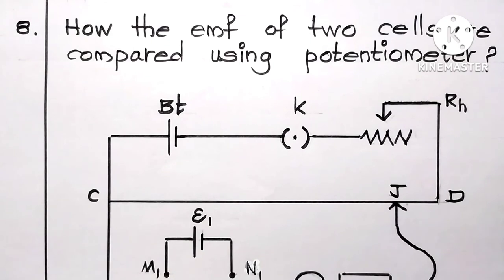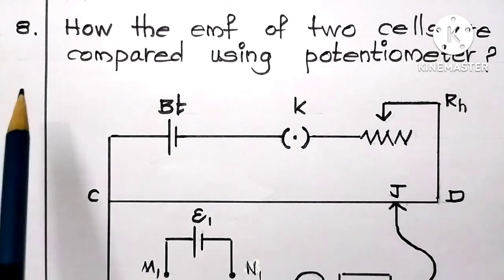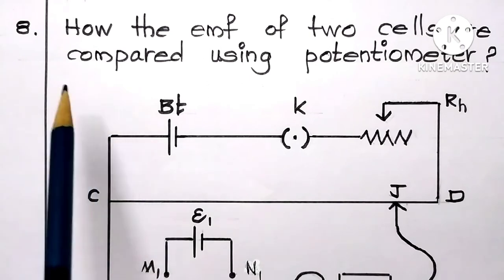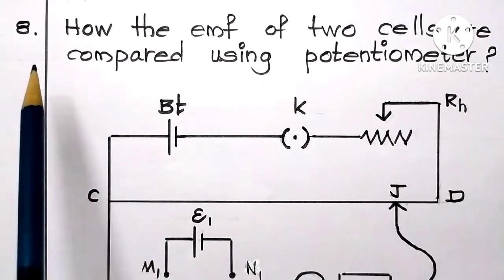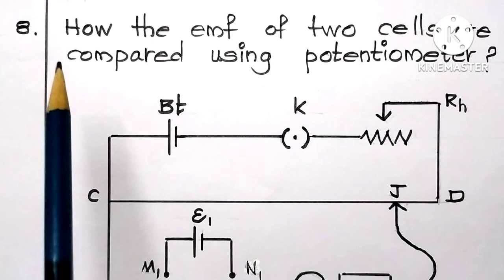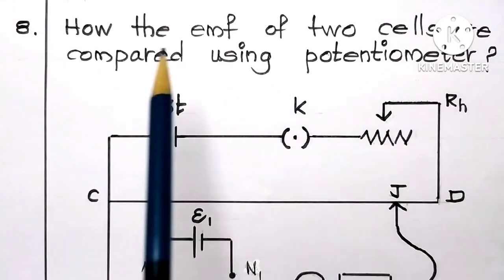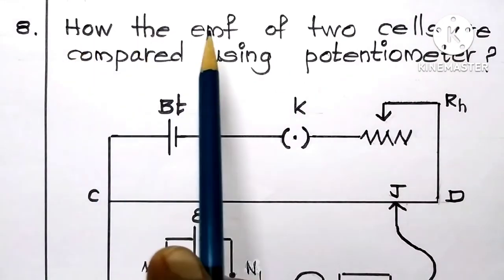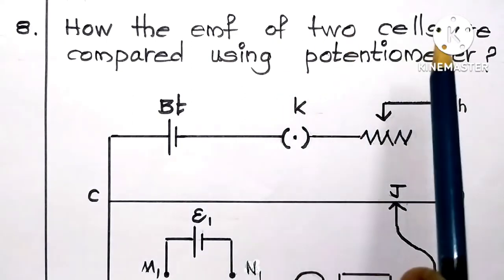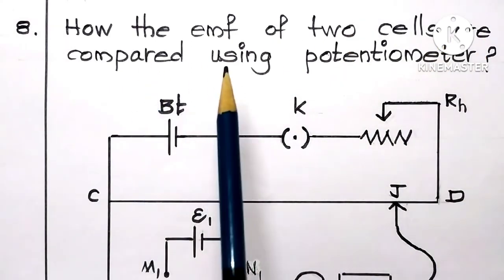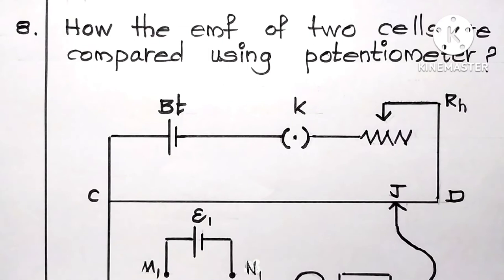Today in this video we are going to see Tamil Nadu State Board syllabus, class 12 physics, unit 2 current electricity, 8th derivation. I mean to say 8th 5-mark question. Come on, let us continue with our studies. How the EMF of two cells are compared using potentiometer.